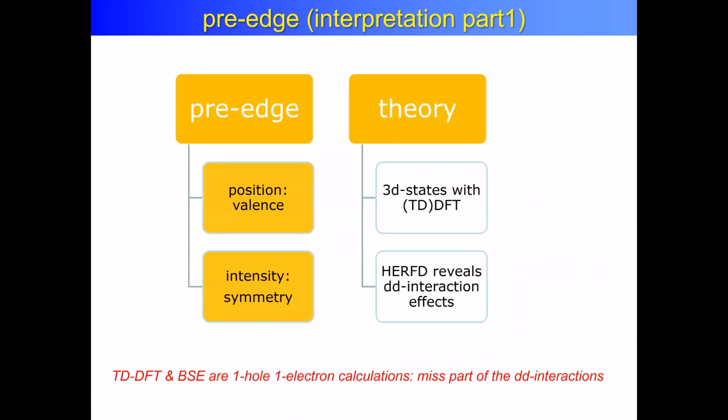So my conclusion of the first part on the pre-edges is that qualitatively you can analyze the pre-edge. Position gives valency and intensity gives symmetry. If you do a theoretical analysis, you can say that you can calculate the 3d states with time-dependent DFT. But if you do HERFD, then the dd interactions are revealed and you see effects which you cannot calculate from time-dependent DFT. So at the bottom I put a warning for theoreticians. Time-dependent DFT and Bethe-Salpeter are one hole, one electron calculations, which contain probably 90% of the pre-edges, but they miss part of the dd interaction. So some of the details are not exactly reproduced.